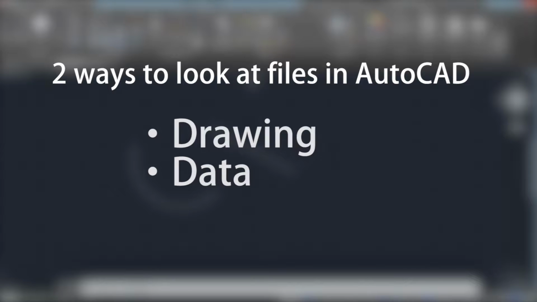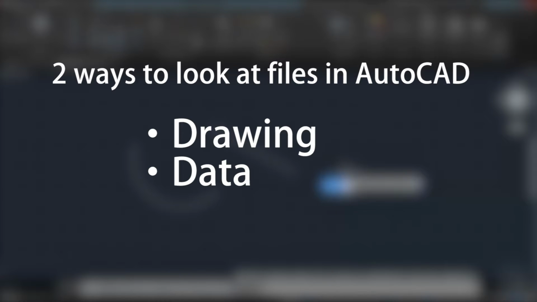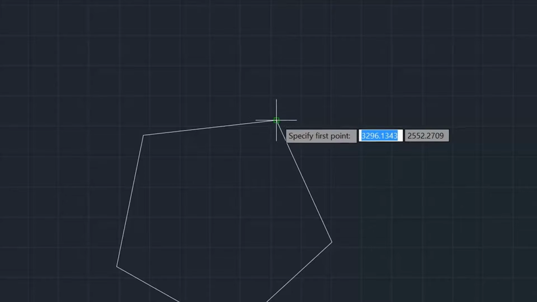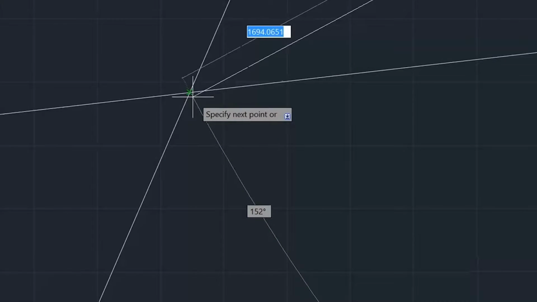There are two ways to look at the files that are created in AutoCAD. One is to look at them as drawing. The other is to look at them as data. Both cases are true, but both have their places. Most files we look at in this tutorial will be drawing files. We also look at data files.